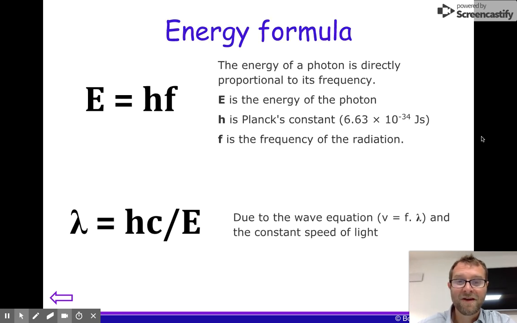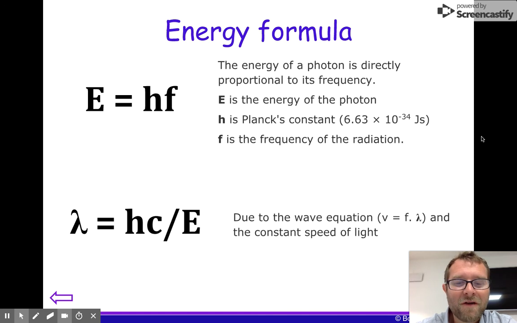There's some formula relating to this. Physics is that way. Our first formula says that the energy of a photon is directly proportional to its frequency. The frequency of the radiation tells us how much energy there is, multiplied by something known as Planck's constant, which is 6.63 times 10 to the minus 34 joule seconds, which is also in our data booklet, so we don't have to worry about that.